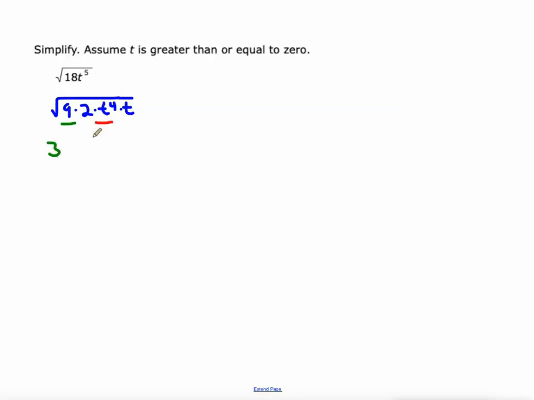The square root of t to the 4th is t squared. And we still have inside the square root sign 2 and t. So that's our answer as a simplified radical would be 3t squared times the square root of 2t.